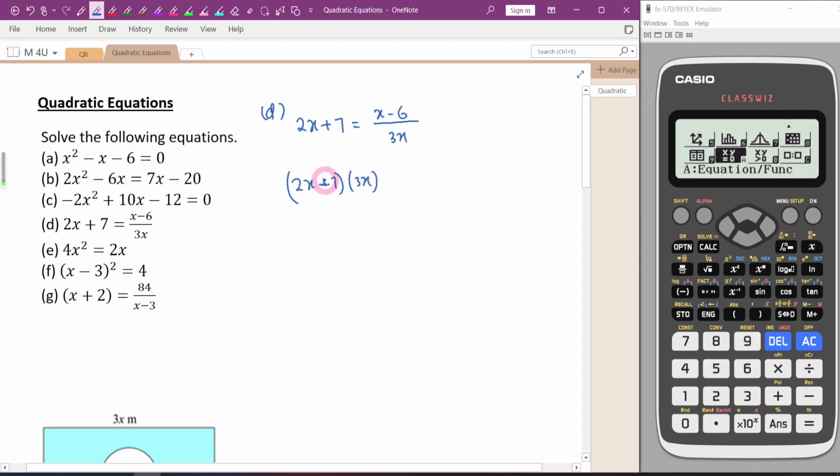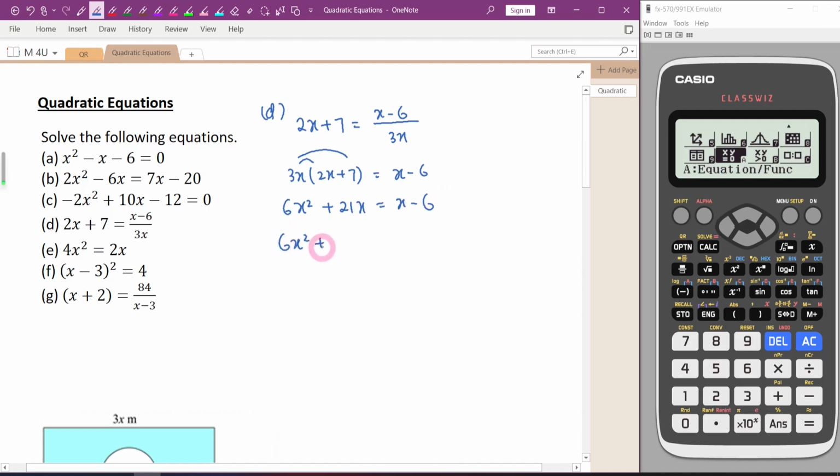3x, but these two will cancel out, right? So normally we do not write this step, we just think this way, divide, bring to other side, it becomes multiply. So here 3x times 2x plus 7 is equal to x minus 6. Do some expansion over here. 3, 2, you will get 6, x times x, x squared. 3, 7, positive, positive, you get positive. 3, 7, 21, x is equal to x minus 6.